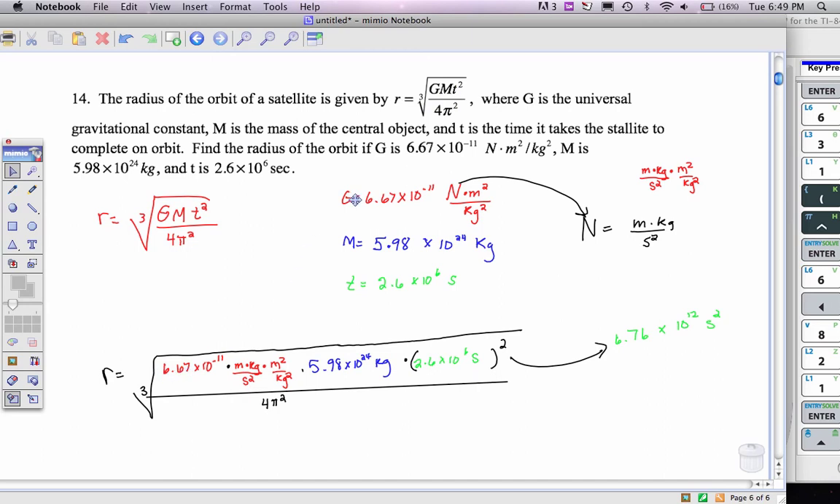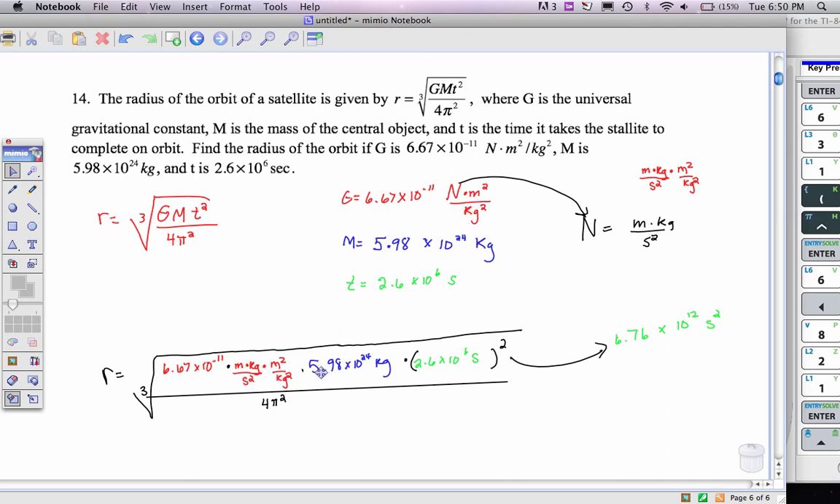Now, as you can see, I've taken my G, my M, and my T, and I've already plugged them into the formula here. So instead of a G, I put 6.67 times 10 to the negative 11th, and a newton is given by meters times kilograms all over seconds squared, so I put that in there. And you also have to bring the meters squared over kilograms down.